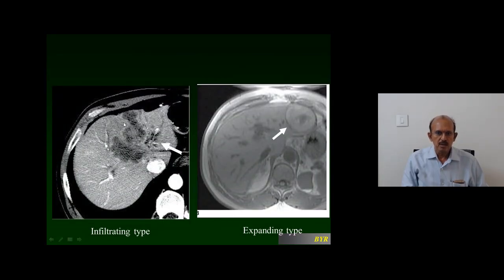So this is a tumor of the liver, hepatocellular carcinoma. You can see the irregular border. That means it is the infiltrating type. We have seen there are three types: the expanding type, the infiltrating type, and the diffuse type. So this is the infiltrating type. It carries a bad prognosis. Then there is a localized variety, which just looks like a benign tumor.